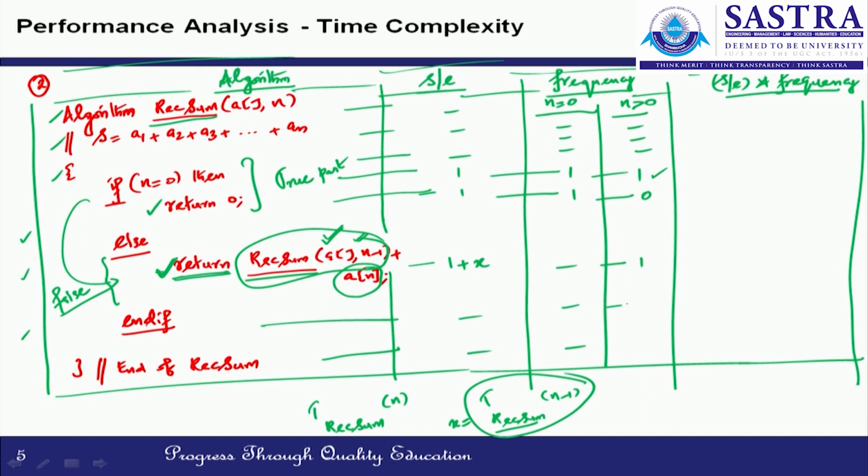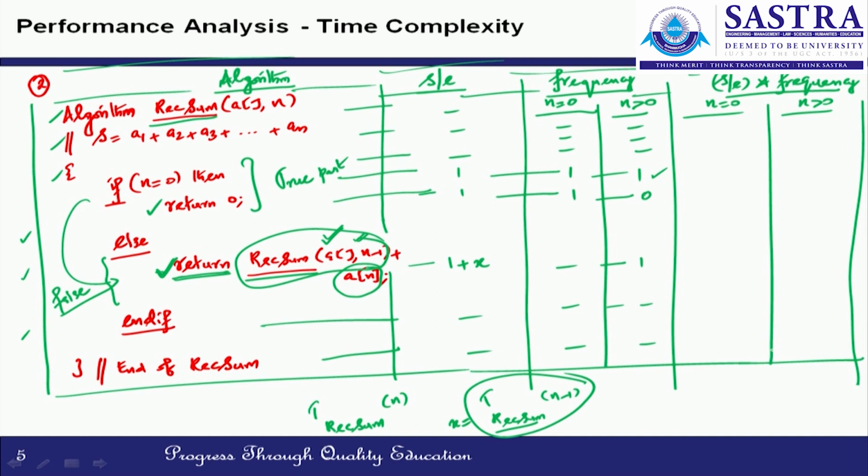Then end if, closing curly brace. So, we have constructed the frequency for two cases, one when n is equal to 0, second when n is greater than 0. In the same way, the last column should be split into two, one when n is equal to 0, second when n is greater than 0. So, constructing the columns n is equal to 0 and n greater than 0.